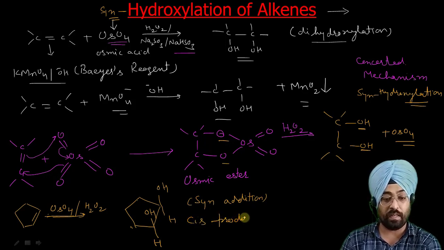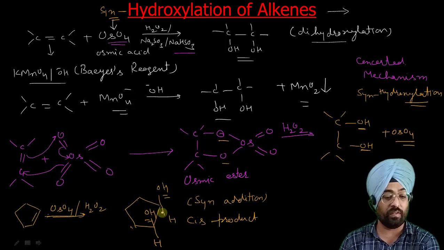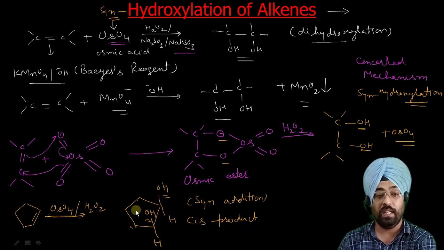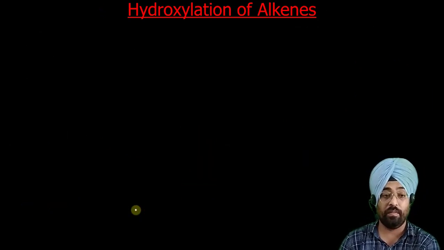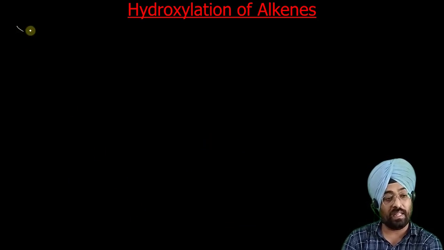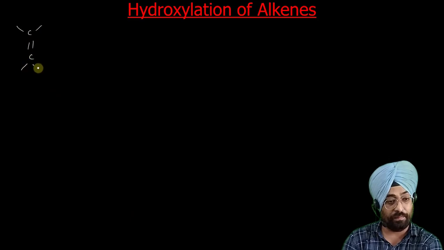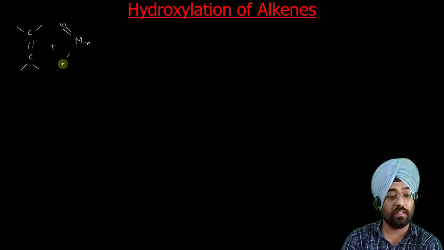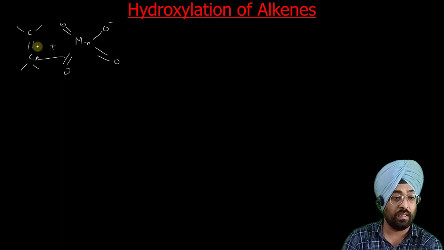Why is it a cis product? Because both OH groups are on the same side, either up the plane or down the plane, so that is a syn addition. Similarly, let us do the mechanism with the permanganate ion. The mechanism is exactly the same as I have already told you. Both of these reagents react similarly. O negative, this is the permanganate reagent, so this goes here, this goes here and this comes here.